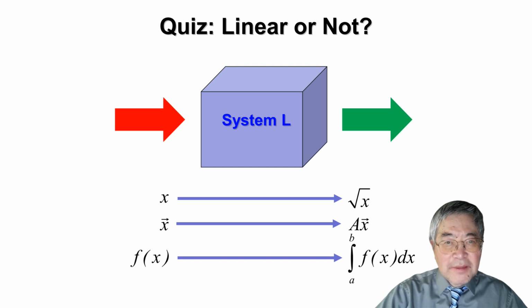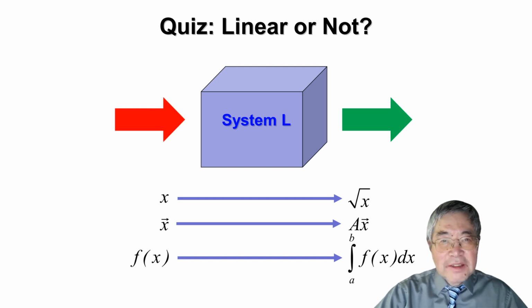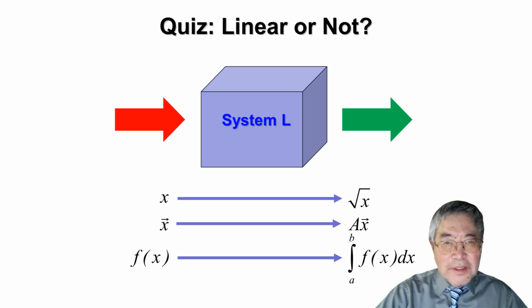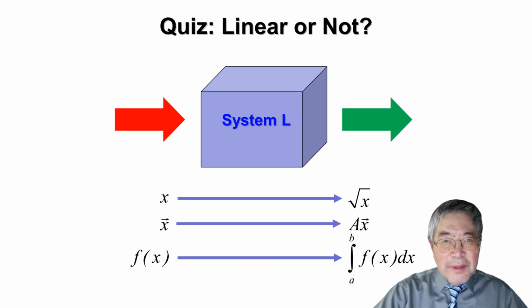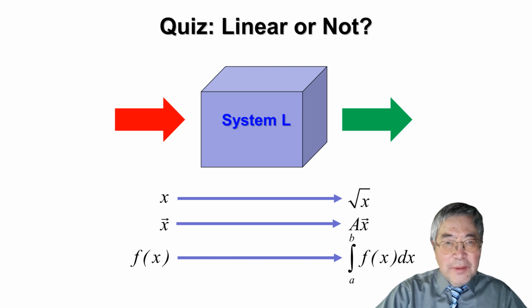Suppose we have a system that maps positive numbers x to the square root of x. At first glance, you might notice that the output is 0 when the input is 0. That's a necessary condition for linearity, but it's not enough. To be truly linear, the system must satisfy both additivity and homogeneity. The square root function fails both tests. The square root of a sum isn't the sum of the square roots of the components. And if you scale the input, the output doesn't scale proportionally.